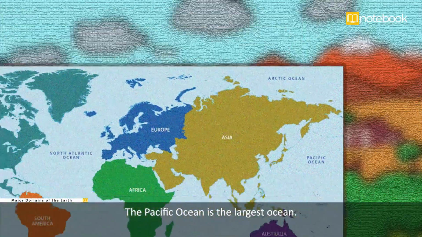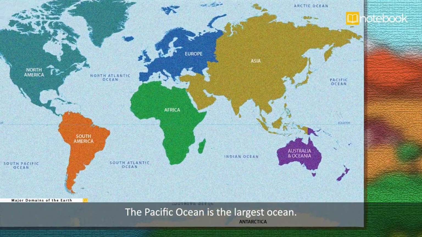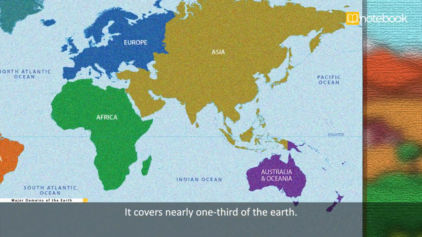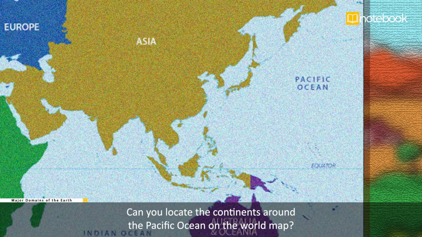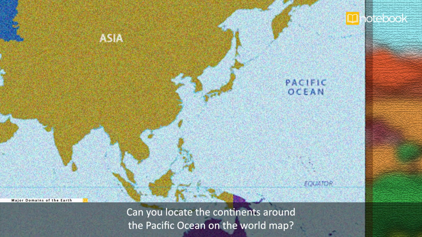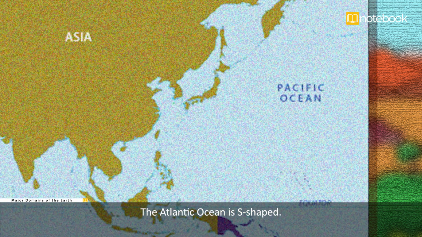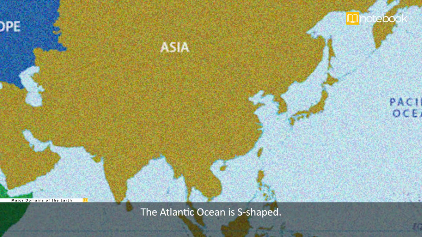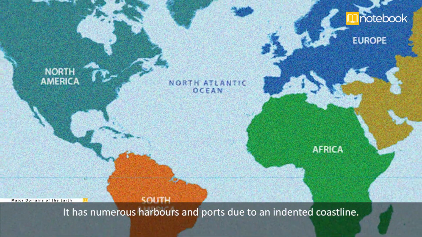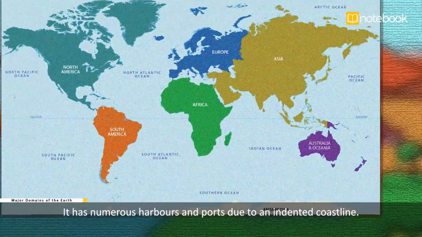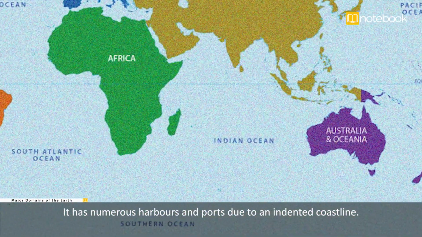The Pacific Ocean is the largest ocean. It covers nearly 1/3 of the Earth. Can you locate the continents around the Pacific Ocean on the world map? The Atlantic Ocean is S-shaped. Commercially speaking, it is the busiest ocean. It has numerous harbors and ports due to an indented coastline.